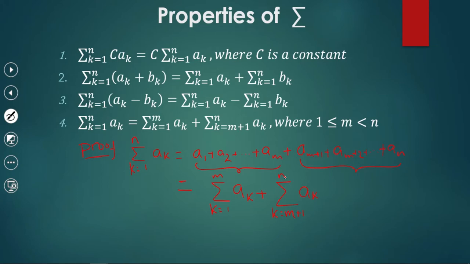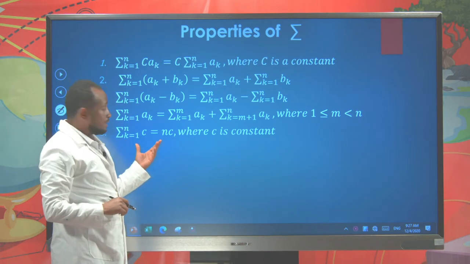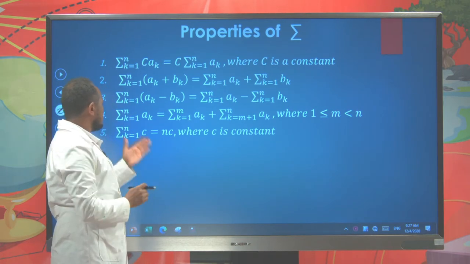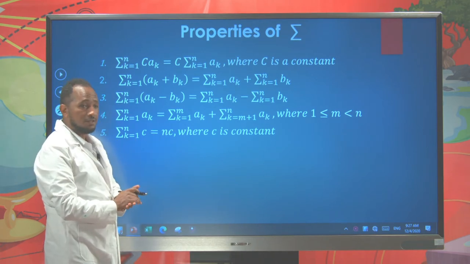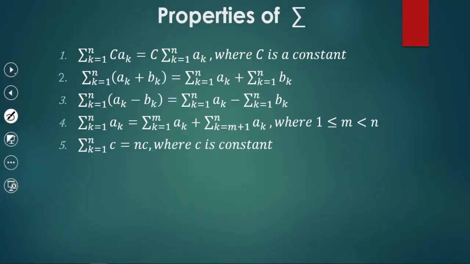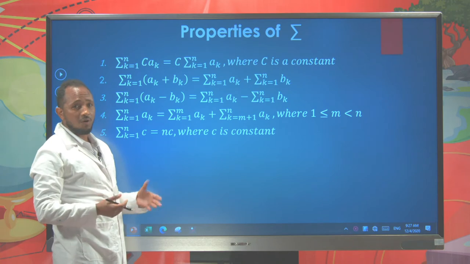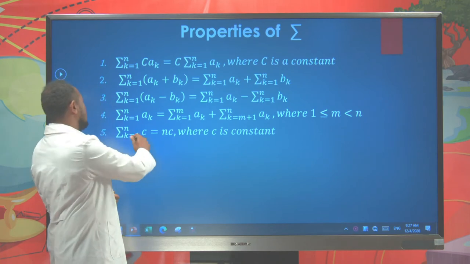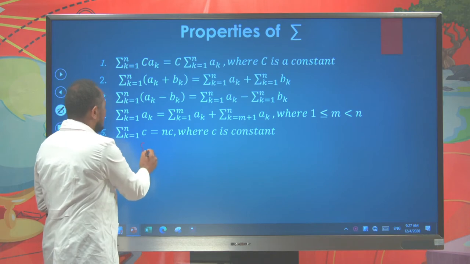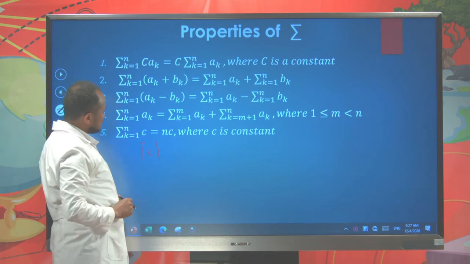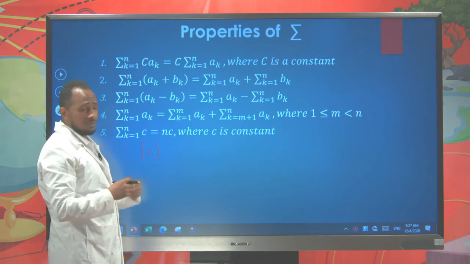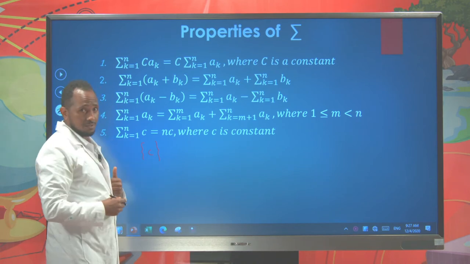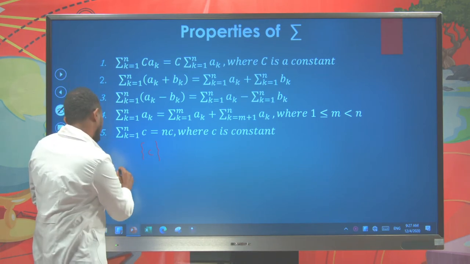Now let's proceed to the other property of summation notation. The next property is the summation of C where K starts from 1 up to N, given by NC. Let's see this one. By the way, the general term of this sequence is C. It's a constant. So the general term is C. This means the first term is C, second term is C, all terms are C. So now let's try to add these terms starting from the first term. So let's proceed to the proof.